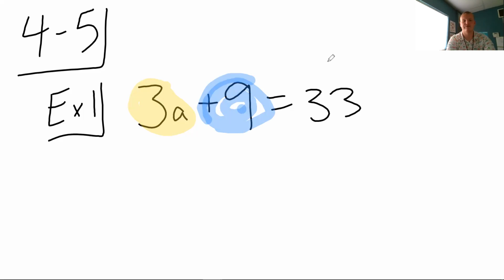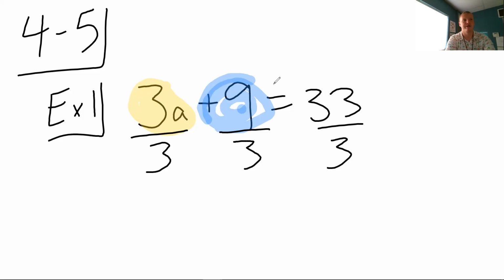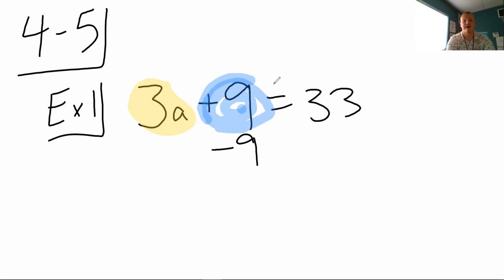If I were to divide everything by 3 first, I could, but you're going to have a longer process. I would have to divide every single thing by 3. That's just going to be a little bit longer of a process, so I'm not going to do that, but you can do it that way. So first, you can subtract 9 because the opposite of positive 9 is negative 9. So I'm going to do that to both sides of the equal sign.